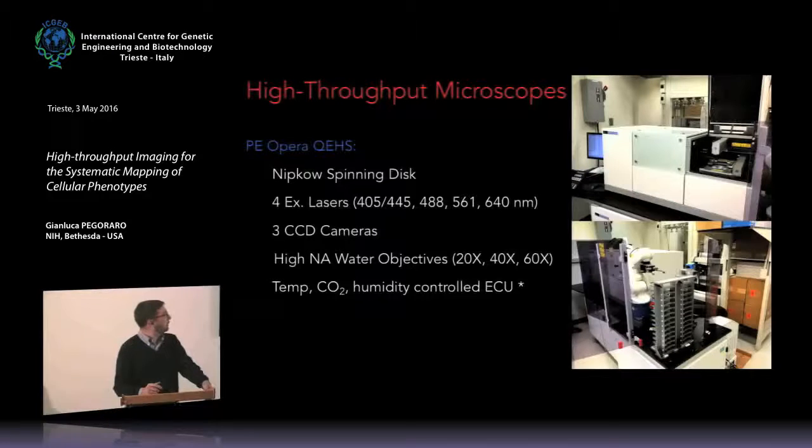This is just an example of one high-throughput microscope, and this is the one that we have, the one that I know the best, and this is why I'm showing you this, but of course there are other ones on the market. We're using a PerkinElmer Opera NIPCO spinning disk confocal microscope. It's equipped with 4 excitation lasers and 3 cameras for ultra-fast concomitant imaging. And it's also equipped with 4 high numerical aperture water objectives. And our workhorse, and most of what I'm going to show you later on, is going to be with a 20x and a 40x objective.